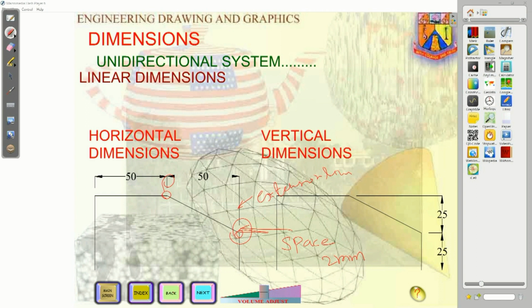If you join this extension line to the end point, it looks like part of the object, so that is why we give a gap between the object and the extension line. Even though the line is inclined, the dimension should be horizontal, so the extension lines from these endpoints are vertical. In a similar fashion for a vertical dimension, the dimension line is vertical even though the line is inclined. So that is the logic. Here we talk about linear dimensions.